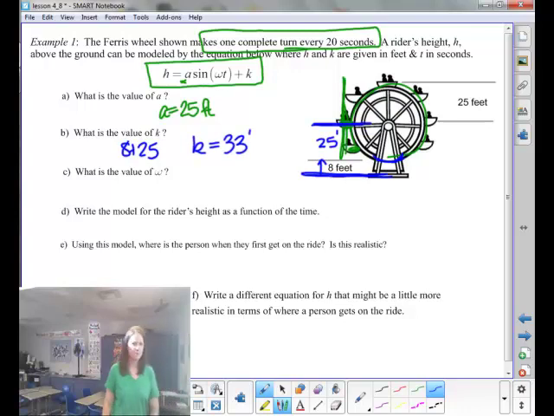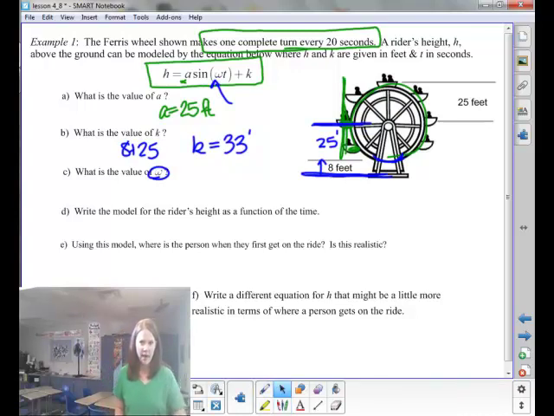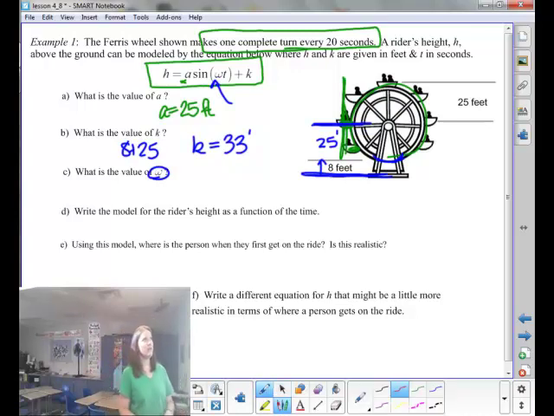Okay, that one's not quite obvious. Let me look at a picture. We got to think about it a little bit. All right, the value of W. Okay, now W is going to be the inside number. And if you look back at our model, this inside number is our horizontal stretch or compression. You might remember that as our period. They've already told us that it completes one complete cycle in 20 seconds. So we know that the period is 20 seconds.